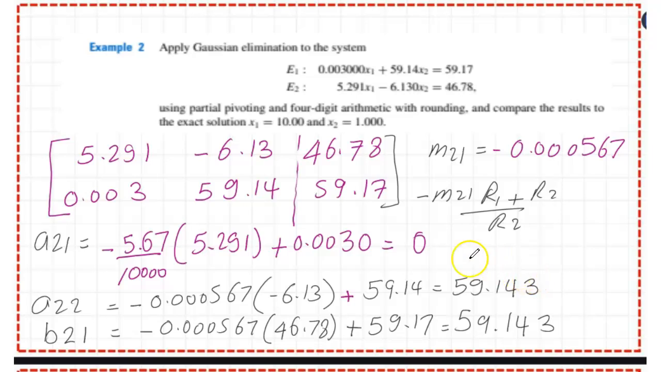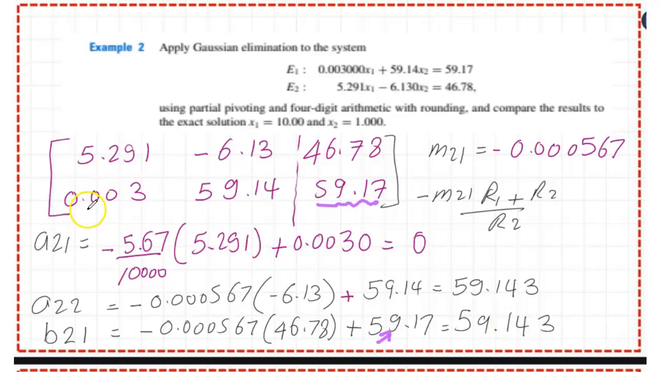5.67 divided by 0.14, we get 59.143, while b sub 2, the new value, will be minus 0.000567 multiplied by 46.78, and we add the result to 59.17. We get 59.143. This value is multiplied by x2, and this value is the right hand side value.